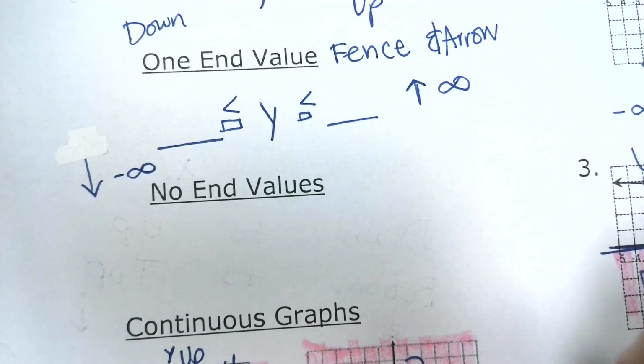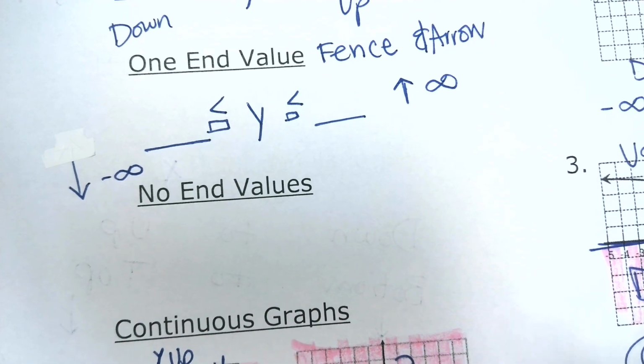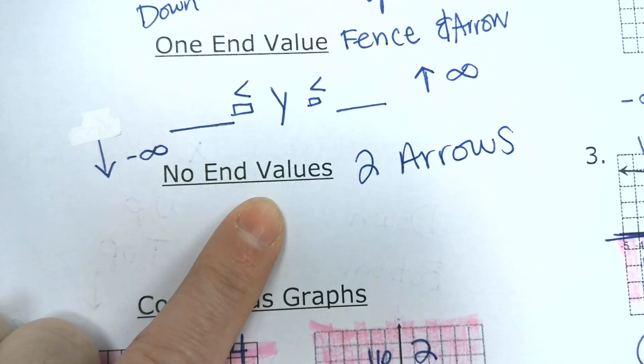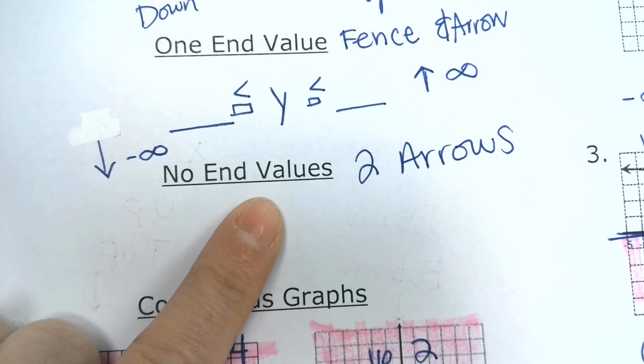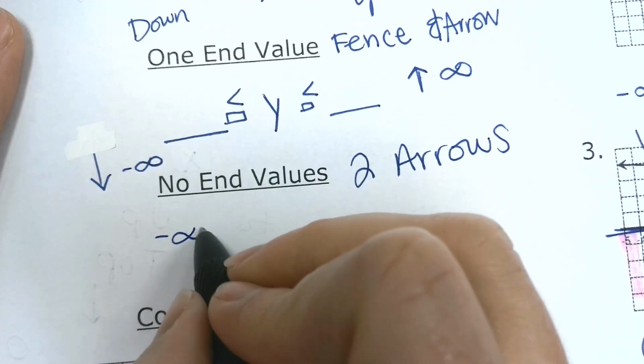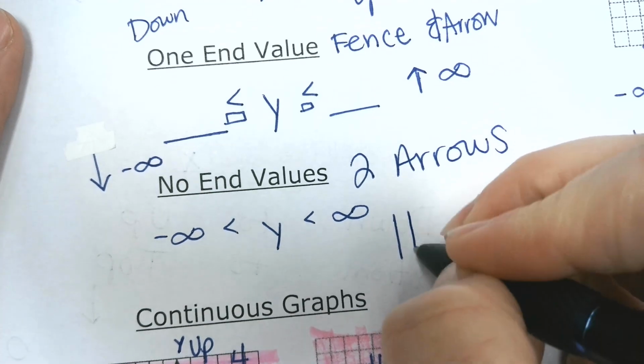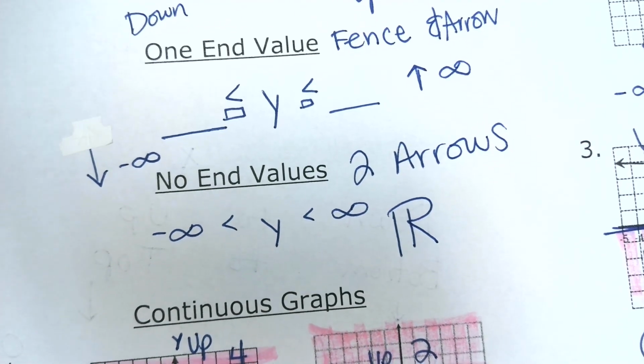Okay, and then our last thing is when we have 2 arrows, no end values. This is the one that's negative infinity to positive infinity. And that's all real numbers, the R with the extra line, all real numbers.